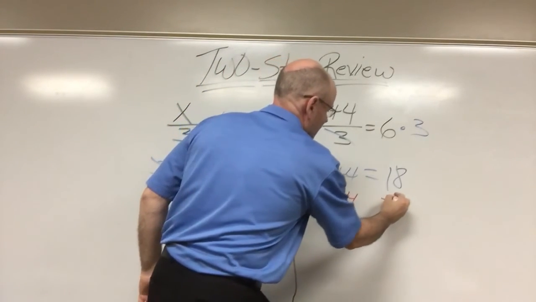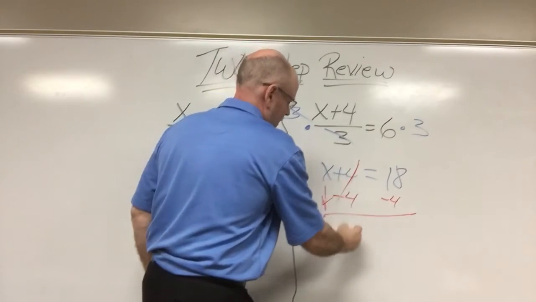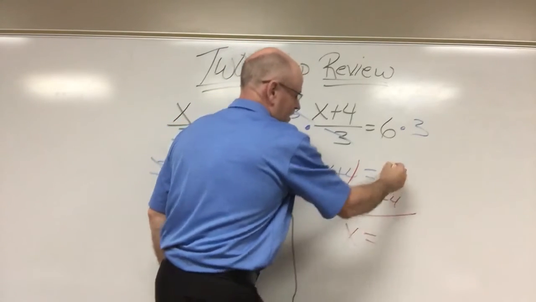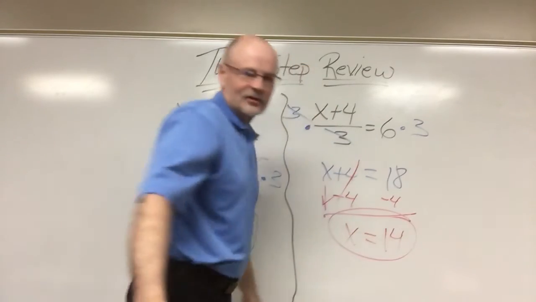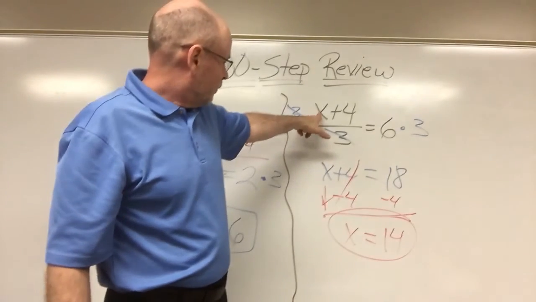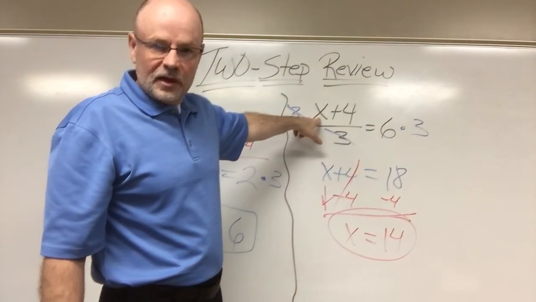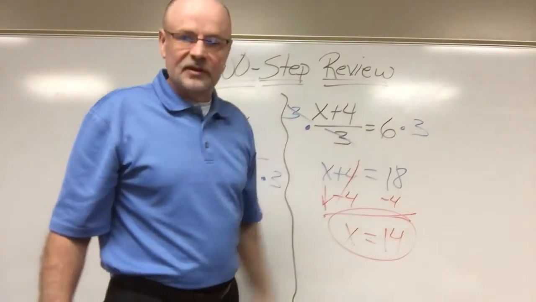Remember, I'm trying to work backwards. That goes to 0. Now I'm left with x by itself. 18 minus 4 is 14. That's my final solution. And I can check that answer. 14, if I substitute it in for x, 14 plus 4 is 18. 18 divided by 3 is indeed 6.